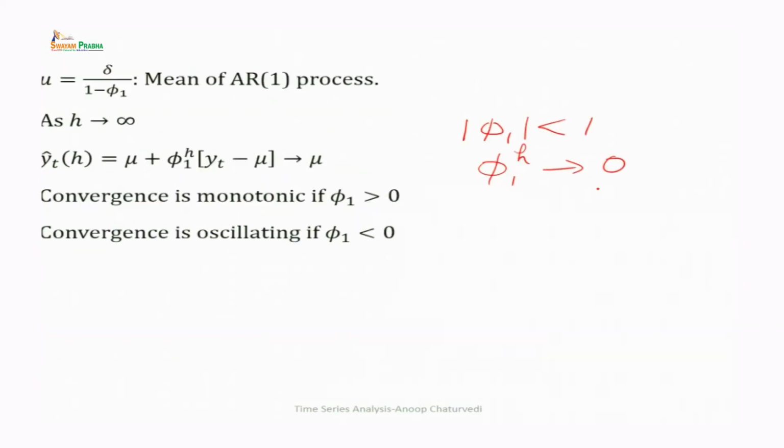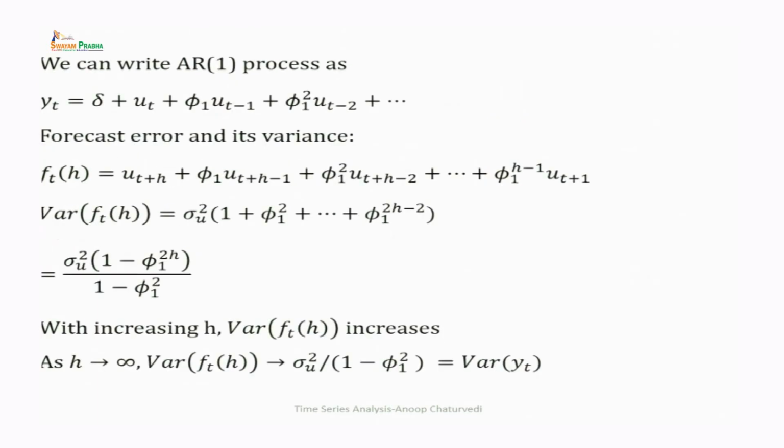Remember, your forecast value is this. And then the forecast error f t h is equal to y t plus h minus y hat t h, and then you can easily verify this expression for f t h.